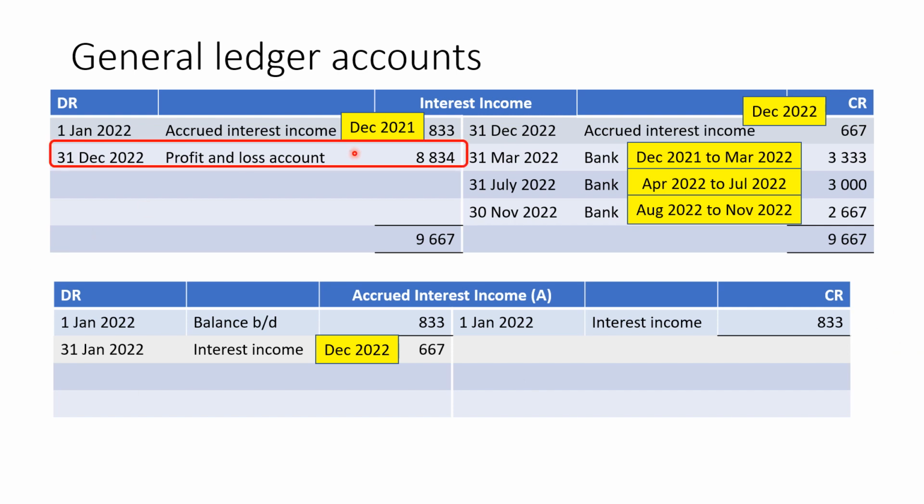So again now, the credits will add up to 9667. If I subtract the December 2021 amount, I get this 8834, which is exactly the same amount you saw just now, but now it's on the credits being bigger than the debit. So I'm now going to debit this account and take that amount to the credit side of my profit and loss account. This is going to be income, interest income that I've earned.